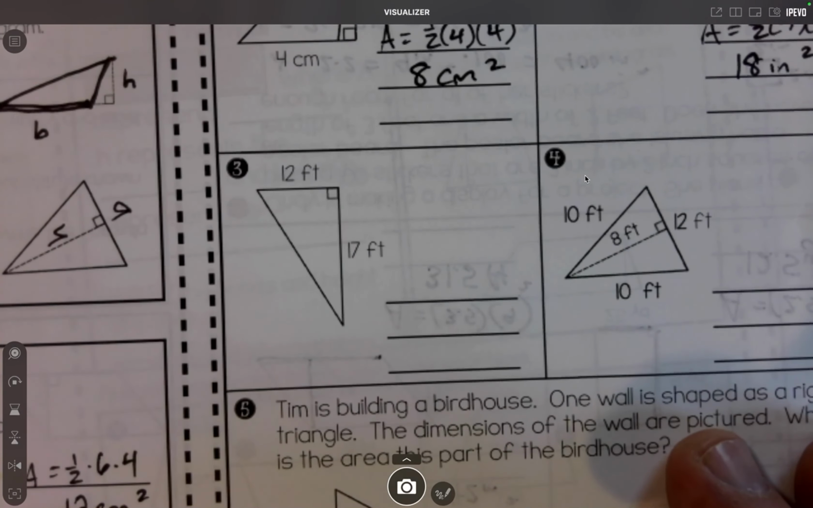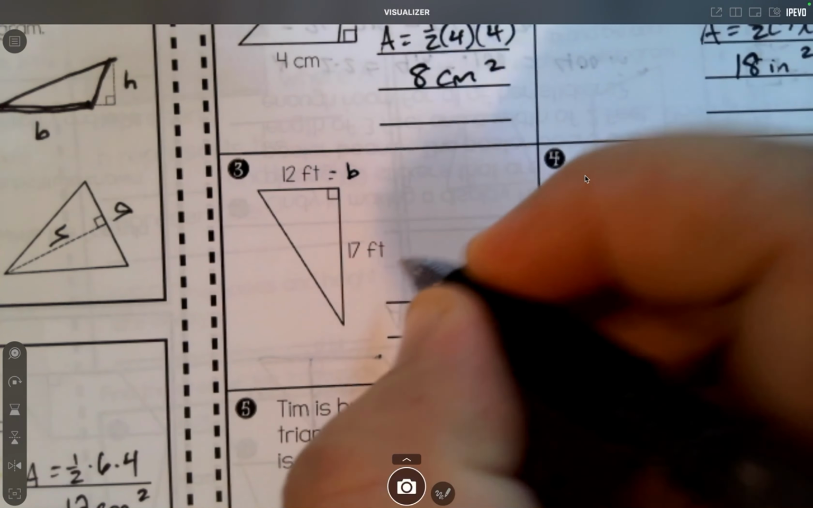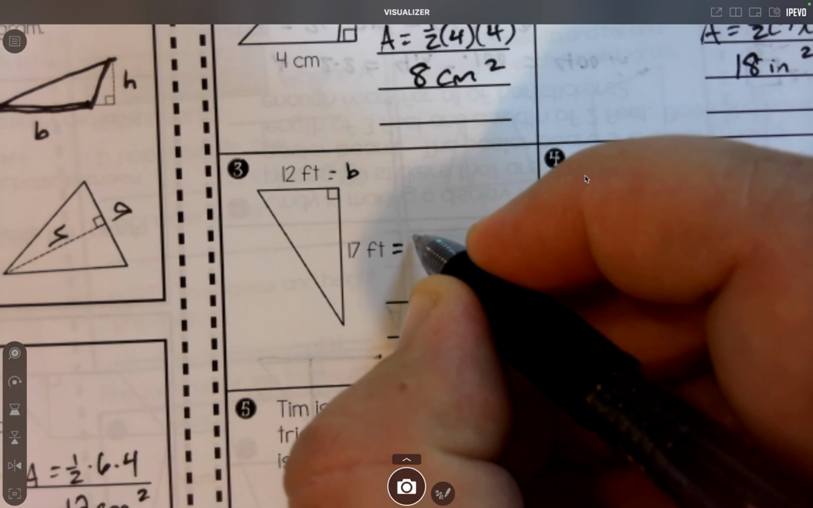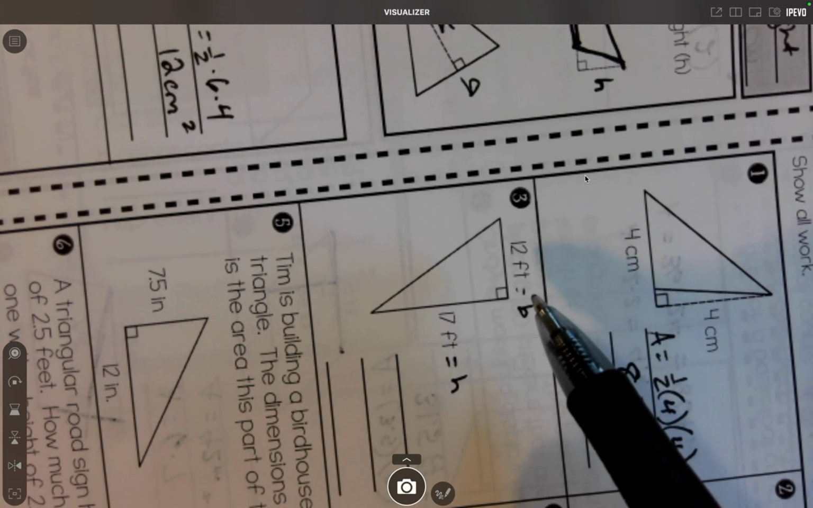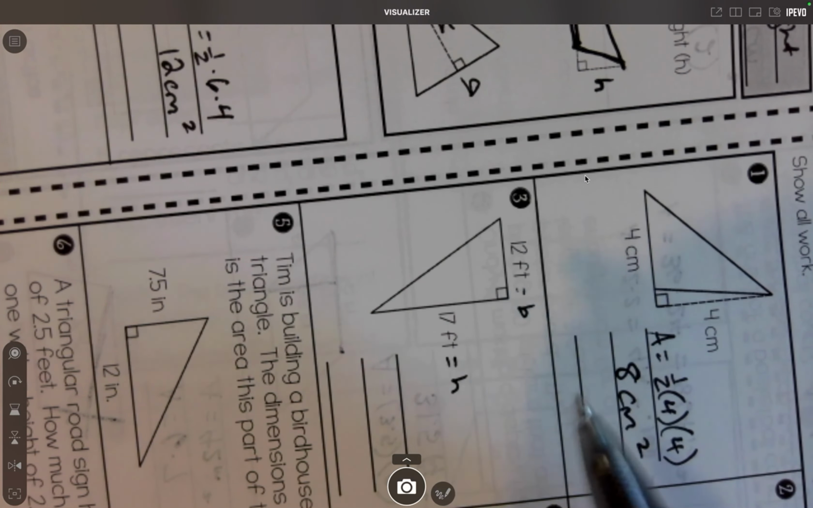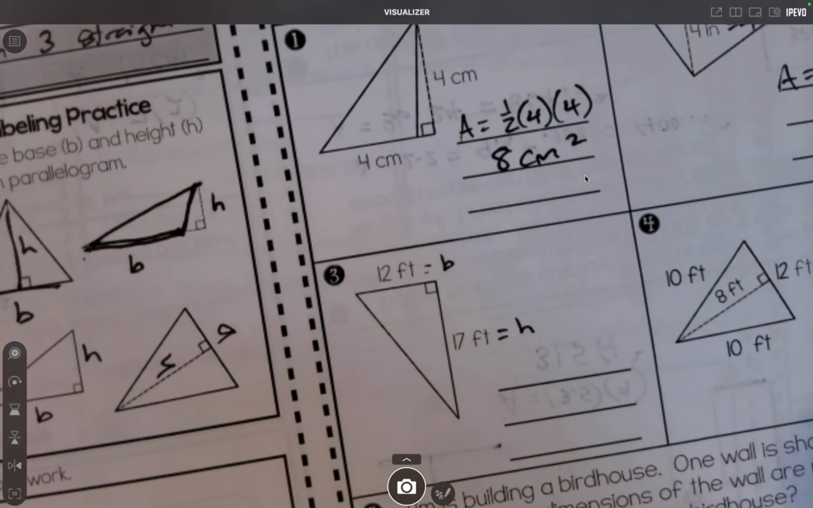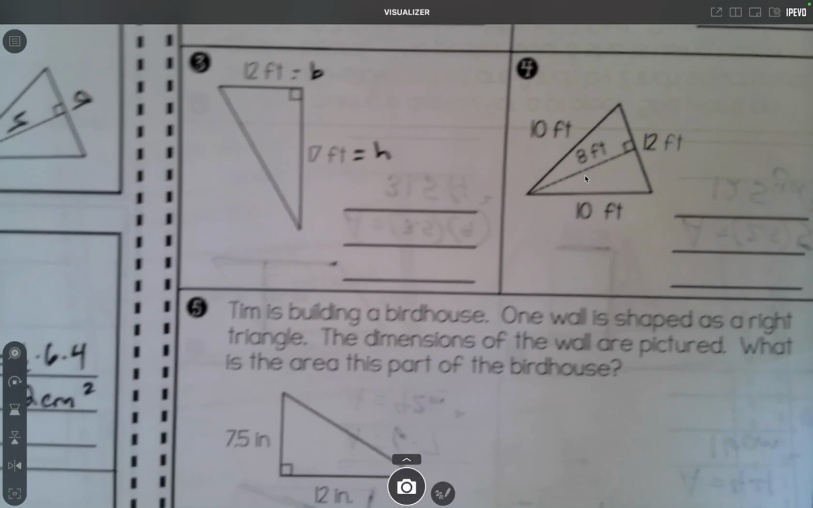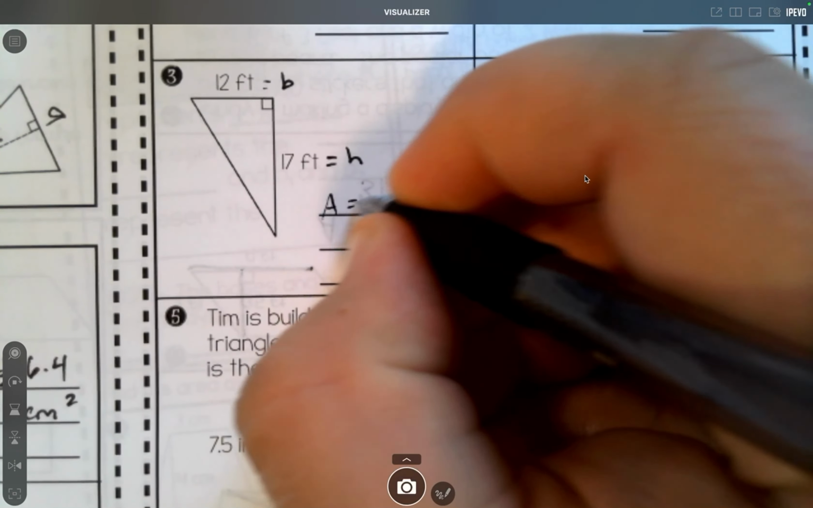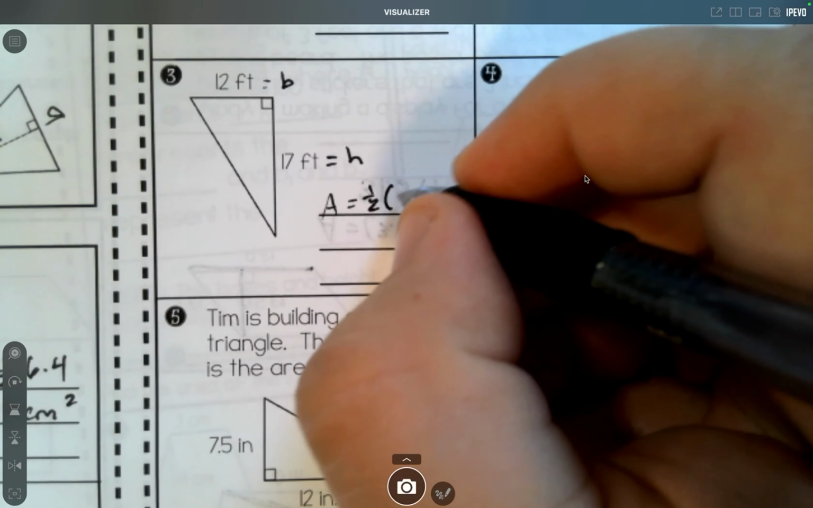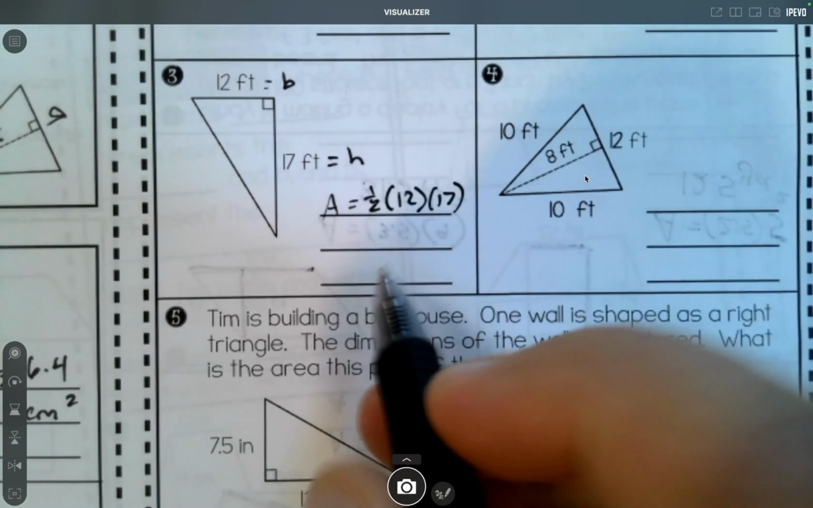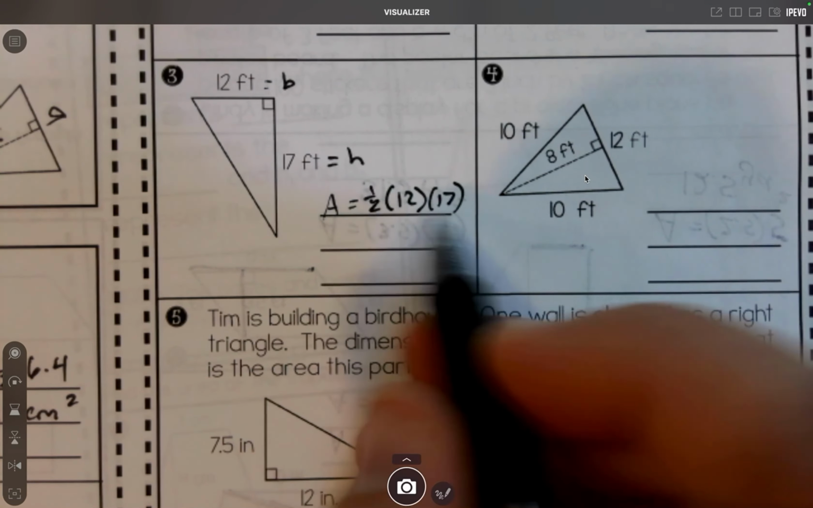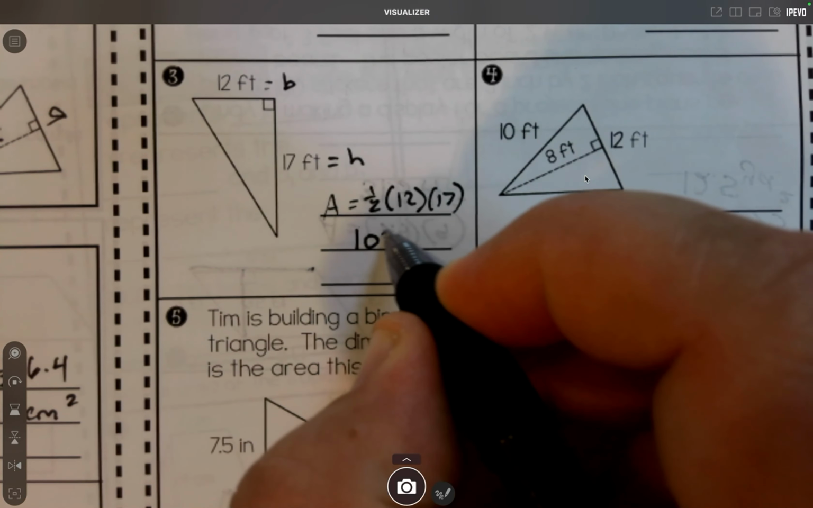This one's also kind of flipped upside down. I would say the base is the 12, the height is the 17. But again, if you decided to think of it more like this is the way it's oriented, if you called this the base and this the height, it's not going to cause a problem because it doesn't matter what order we multiply things in. So if you call this one the base and this one the height, you'll still get the same answer I'm getting with the way I labeled them. So we do 1/2 times the base, 12, times the height, 17. 1/2 of 12 is 6. 6 times 17 is 102 square feet.